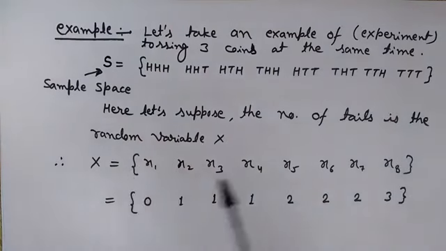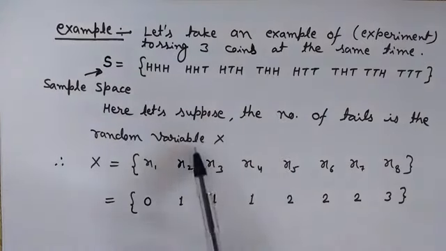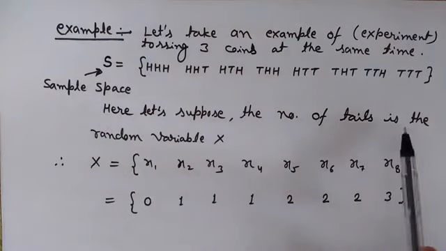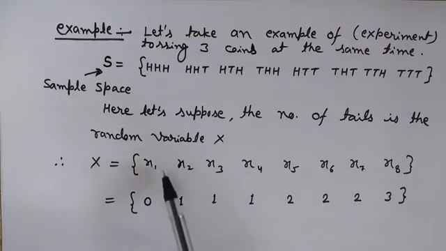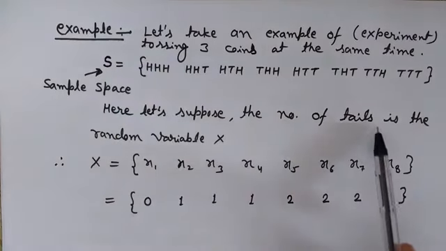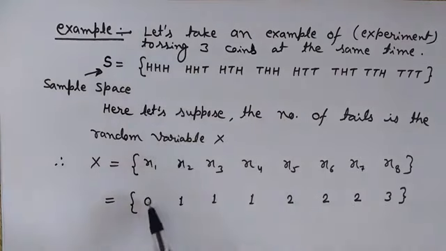Now let's suppose the number of tails is the random variable x. We will understand how we can take some values from this sample space and make our random variable. So we name this random variable as x, and it will contain the number of tails in this experiment, and this x1 value is 0. It means here we are only taking the number of tails in this experiment. So the number of tails here is 0.